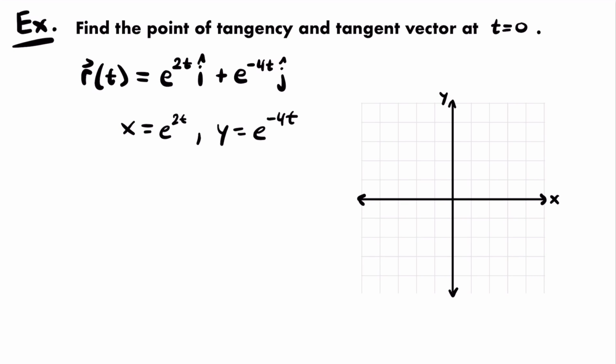Now, what we want to do here is eliminate the parameter, which at first seems a bit complicated. How are we going to solve for t in one of these equations and then plug it back into the other one?